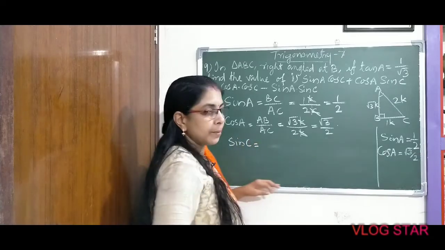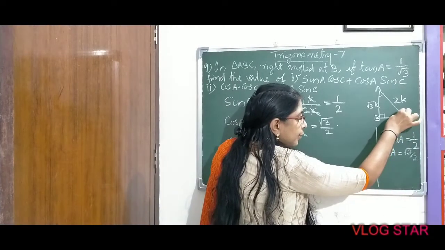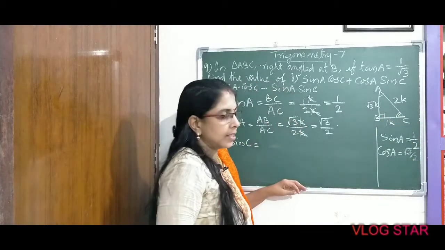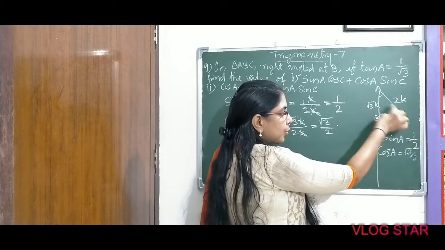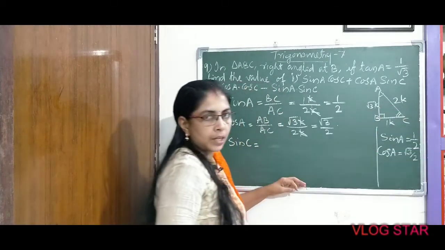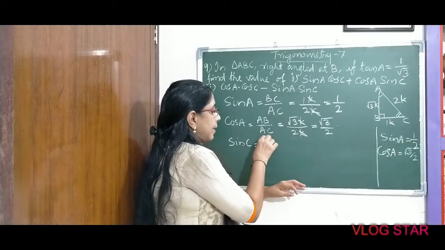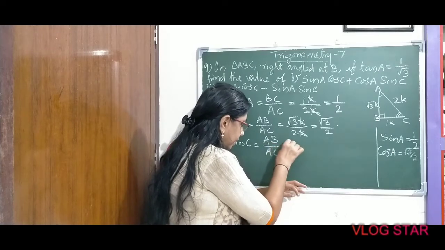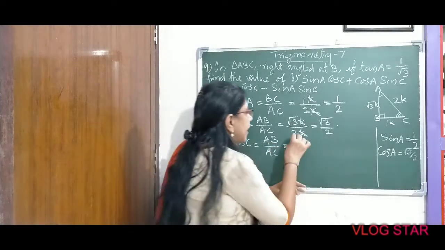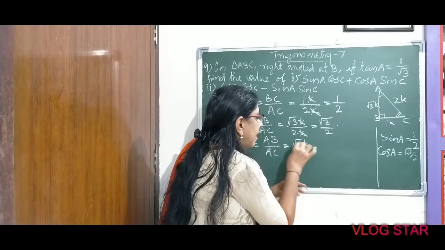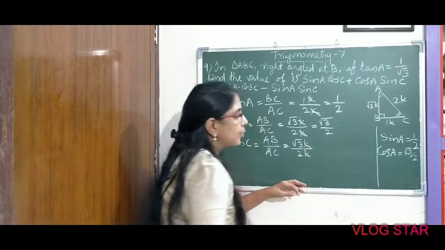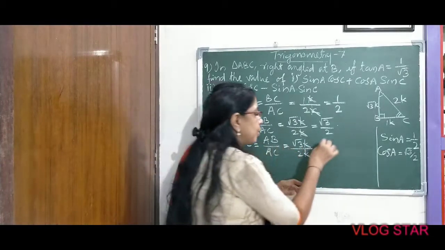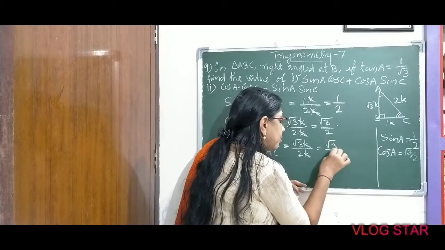Sin C is equal to, that means according to this acute angle we have to find out sin C, because C is this angle. Sine of this angle is side opposite to this angle upon hypotenuse. That means here the opposite side is AB and hypotenuse is AC. AB is equal to root 3k, root 3k upon AC, which we know is 2k. Therefore, the value of sin C is equal to root 3 upon 2.